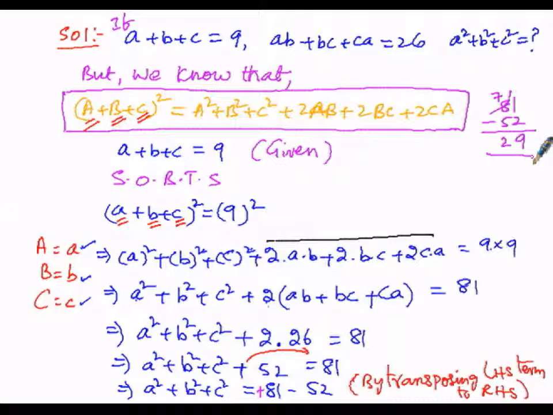To assess the sign, among 52 and 81, 81 is greater, so the sign is positive. So we'll get plus 29 as the result. In this manner a square plus b square plus c square will be plus 29. The next logical step will be, hence, a square plus b square plus c square is equal to plus 29.